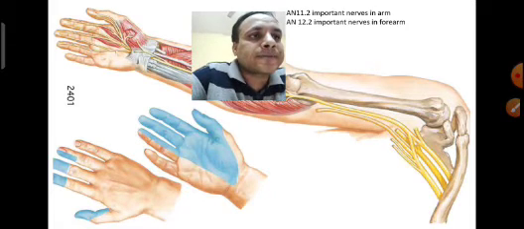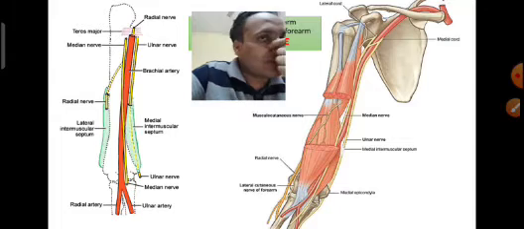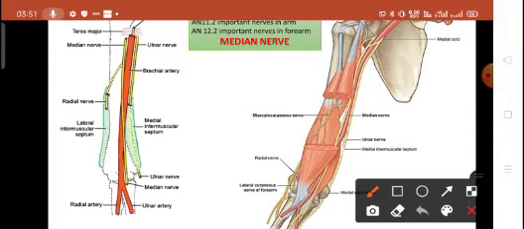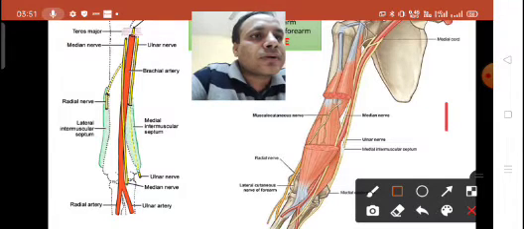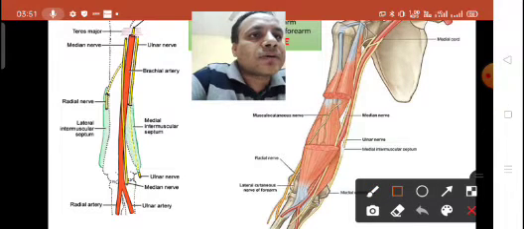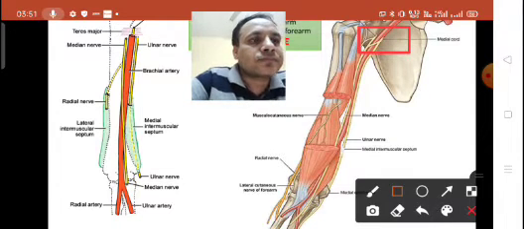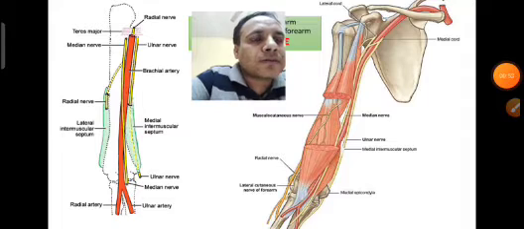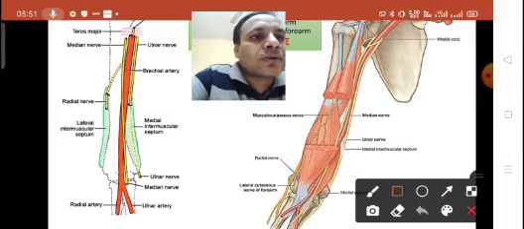Let's start to discuss the median nerve. You can see here in this diagram, this is the position of axilla. Then you know the content of axilla.